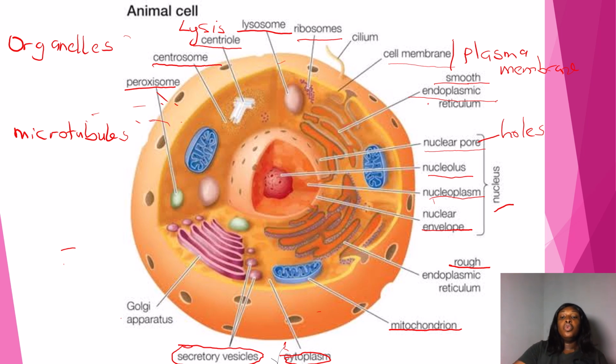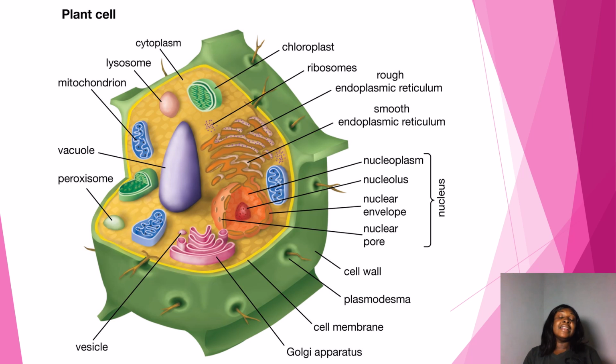The next one, which is the last we'll look at, is the plant cell. There are some organelles present in an animal cell that cannot be seen in a plant cell. And some of those organelles which we can see in a plant cell that cannot be found in an animal cell, the number one of it is the vacuole.